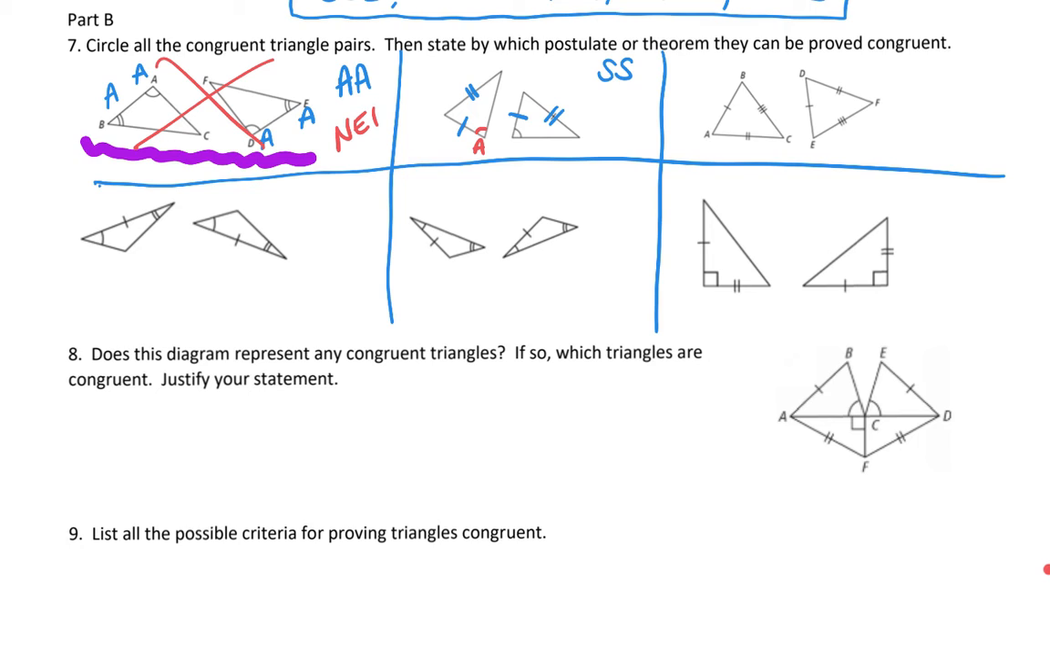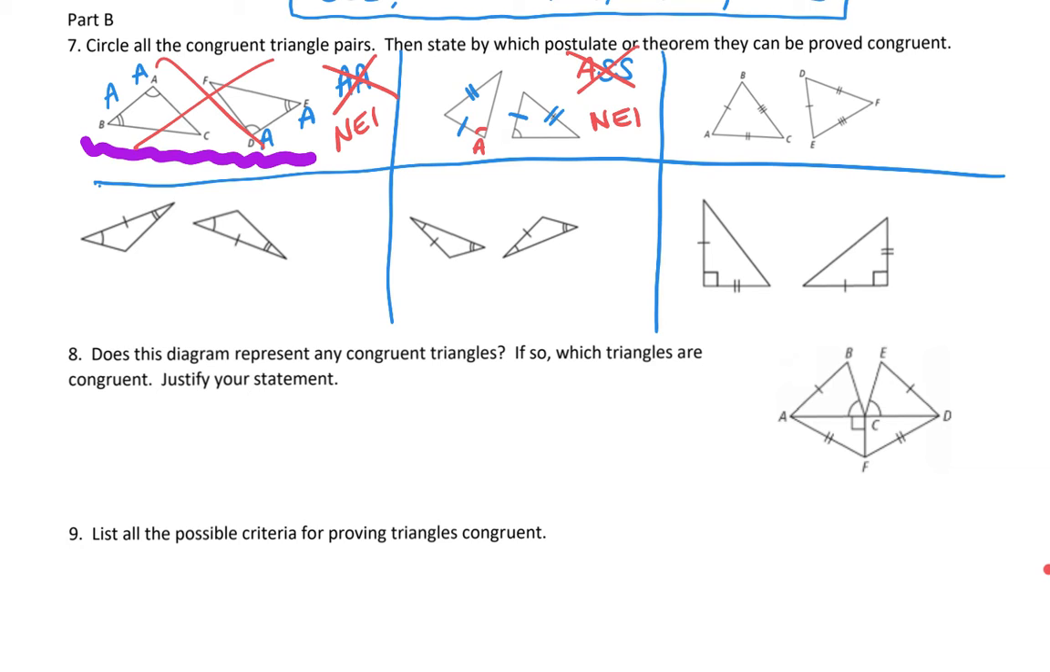And the answer is no. It is outside the 2 sides. So it's an angle side side. An angle side side is not one of our theorems. So again, not enough information. We had an AA, that wasn't good. We had an angle side side, that wasn't good.